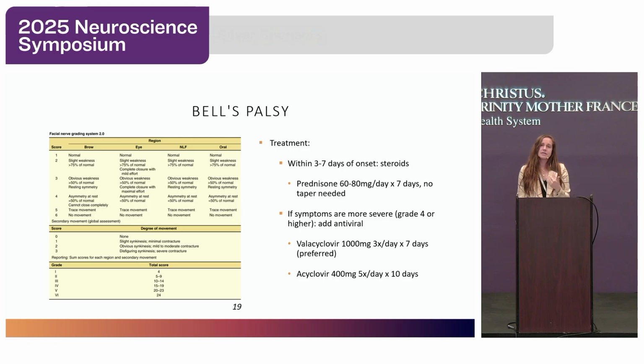This is a whole grading scale just to say most of the time you should try the short burst of steroids to improve this. You don't always have to give the antiviral, but there's a severity scale, and the gist of this is if the Bell's palsy is really severe, you should also give the antiviral. Just a 7-day course of valacyclovir is what UpToDate will tell you, or whatever resource that you use. But that can be helpful in terms of trying to speed along that recovery.